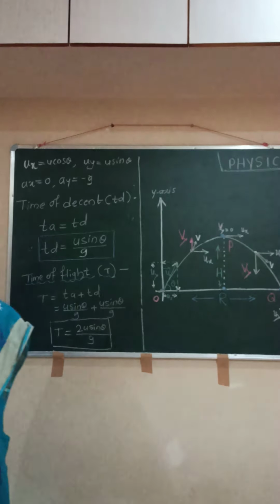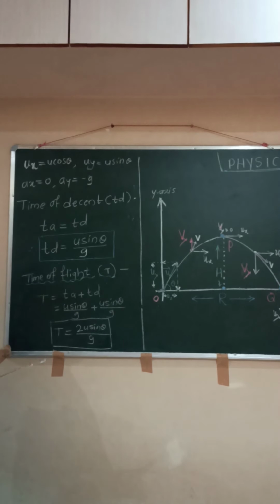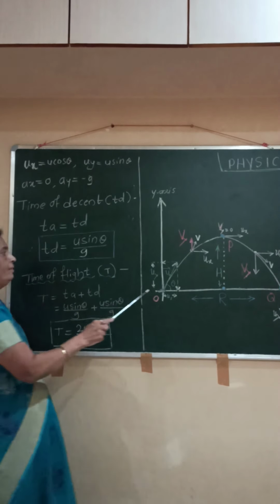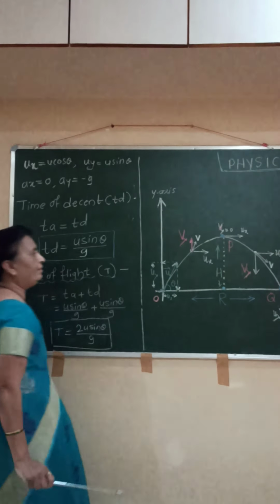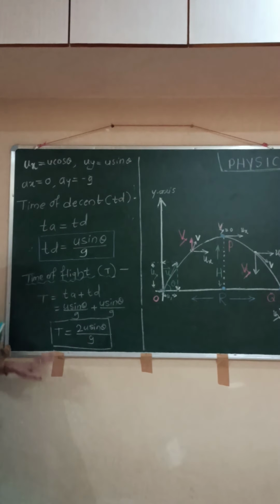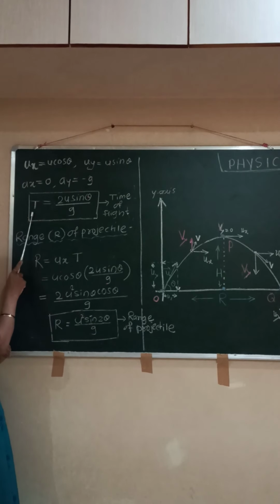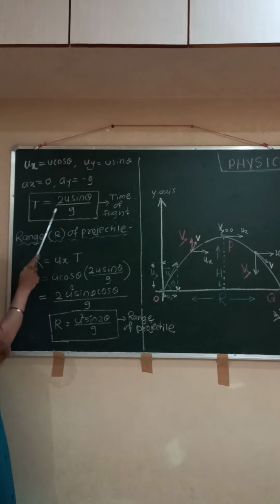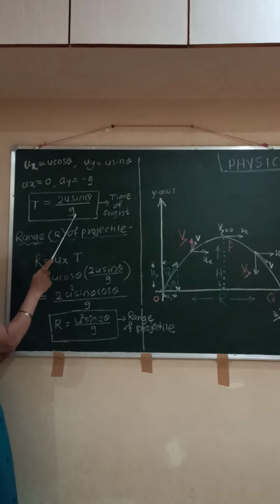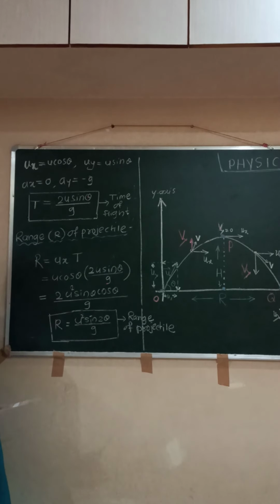The time for which the projectile remains in air, or the time taken by the projectile to cover the entire trajectory, is called the time of flight of the projectile. The equation for time of flight is 2u sin theta upon g. Half of this time of flight is the time of ascent and the time of descent.